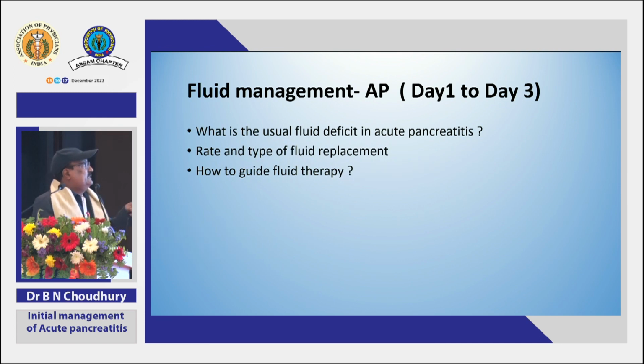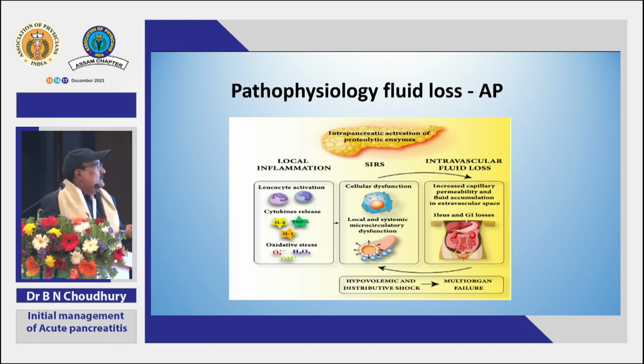Next is management with fluid. What exactly is the fluid deficit in a case of acute pancreatitis, how much and what type of fluid will you give in these patients, and how will you guide the fluid therapy? The basic pathology for fluid loss is the inflammatory process, with release of lots of cytokines in the retroperitoneal space, leading to increased capillary permeability and microvascular dysfunction, and leakage of protein-rich fluid, both in the retroperitoneum and, as the inflammation continues to the system, causing systemic, subcutaneous or third space fluid collection.